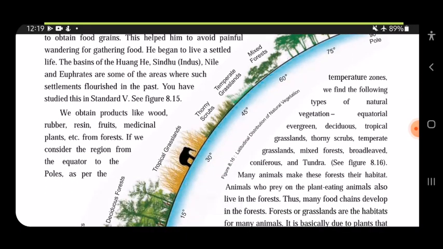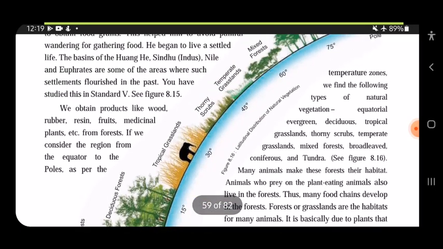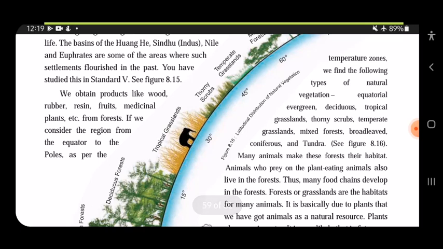We obtain products like wood, rubber, resin, fruits, medicinal plants, etc. from forests. If we consider the region from the equator to the poles, as per the temperature zones, we find the following types of natural vegetation. As I told you, different temperature regions have different trees.